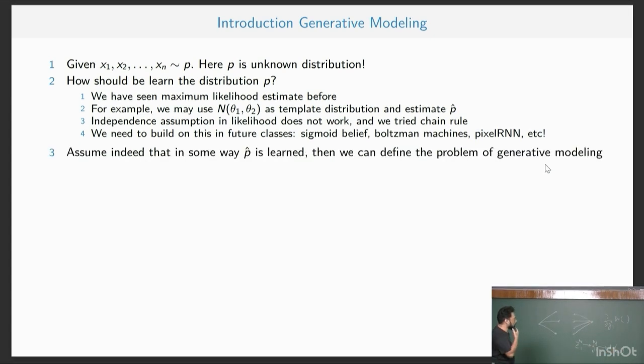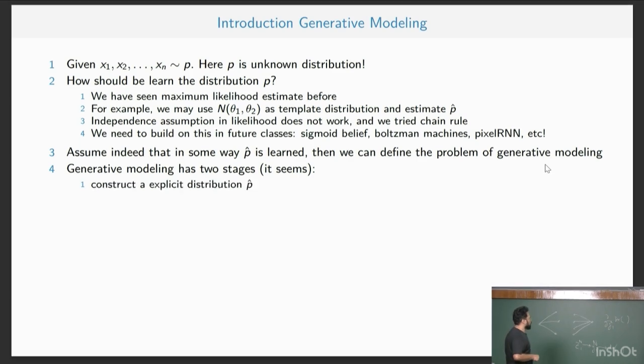There is another view that I want to describe, which can also show up in the quiz in a simple way. Assume that in some way p hat is learned. Let me define the generative modeling problem. Generative modeling seems to be a two-stage problem. Construct an explicit distribution if you can. Actually, some generative models don't require you to do explicit construction, but let us say that overall, even if it's implicit, we believe that some form of distribution has been learned.